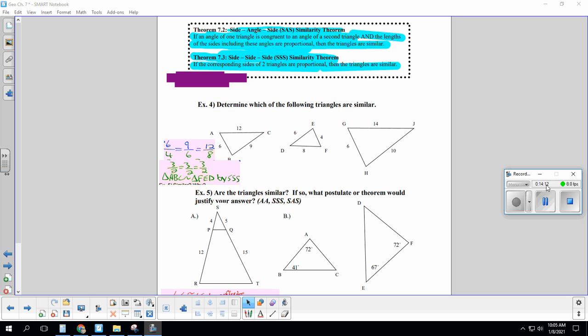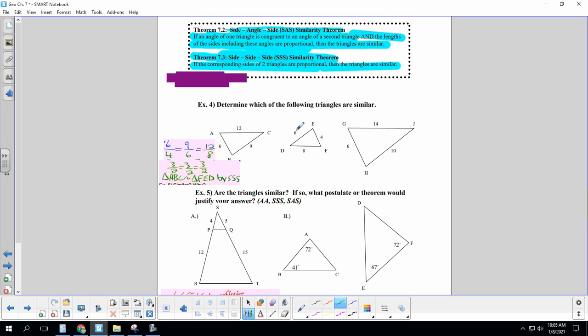Okay, so we're going to compare DEF to GHJ. So these two triangles we're going to compare. So we're going to go short side here, which is 4, over short side here, which is 6. Is it going to be equal to the medium sides, which is 6 over 10? And is it going to be equal to the long sides, which is 8 over 14?